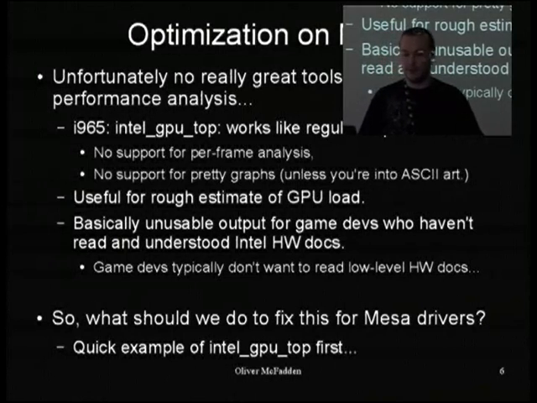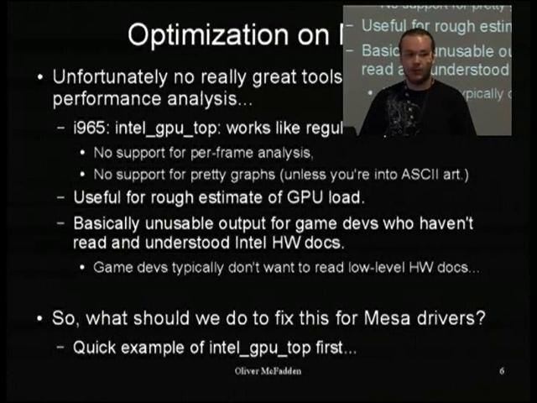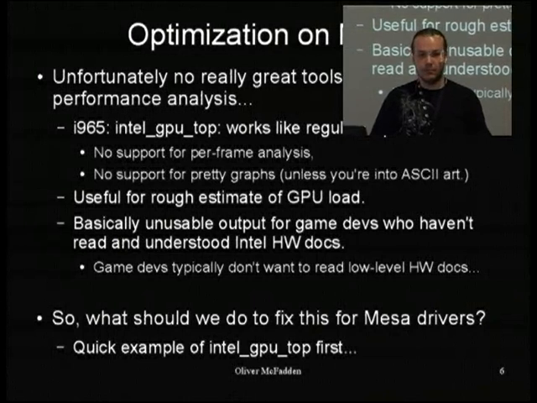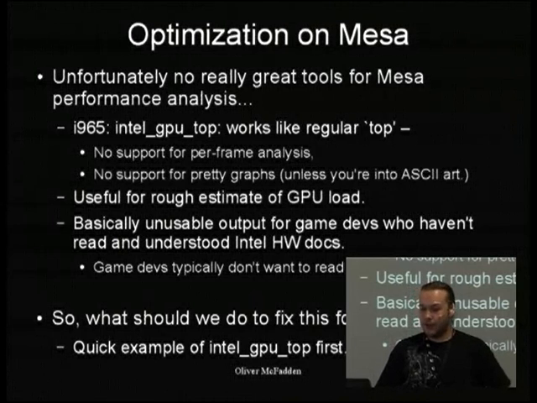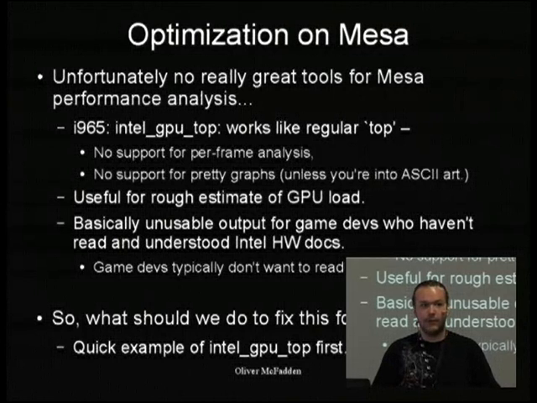Now to the optimization and performance problems. On Mesa we really have no great tools for performance analysis. We have some things. At least on Intel, GPU top, and this is basically, if you've used the system top, the same kind of thing. You get that the GPU is doing 80% usage there, but nothing at a per frame level. So it's okay for a rough estimate of your GPU load, but it's not going to give you any more information than just going in there and disabling a whole bunch of stuff in the fragment shader and realizing that, oh, my fragment shader is too expensive.